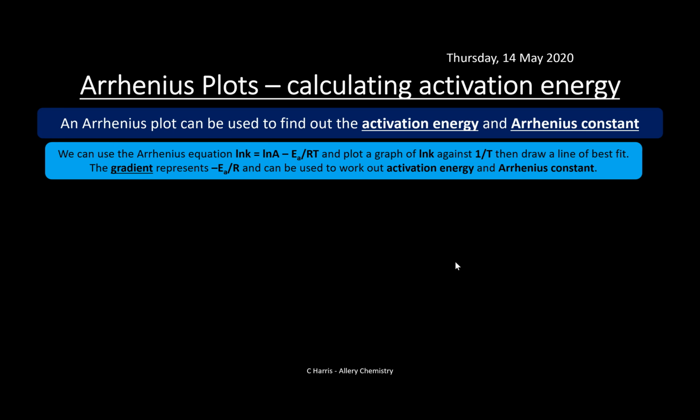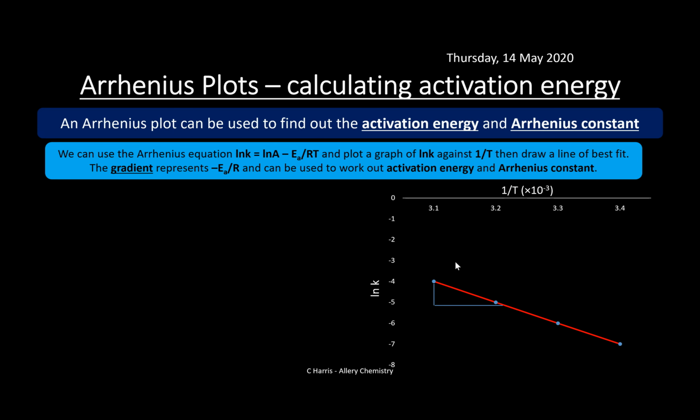And then what we can do is plot a graph of ln k against 1 over T, and then draw a line of best fit, okay? The gradient of that graph represents minus Ea over R, and that can be used to work out your activation energy and Arrhenius constant. But like I say, in this slide we're going to look at how you calculate the activation energy, then look at the Arrhenius constant on the next slide.